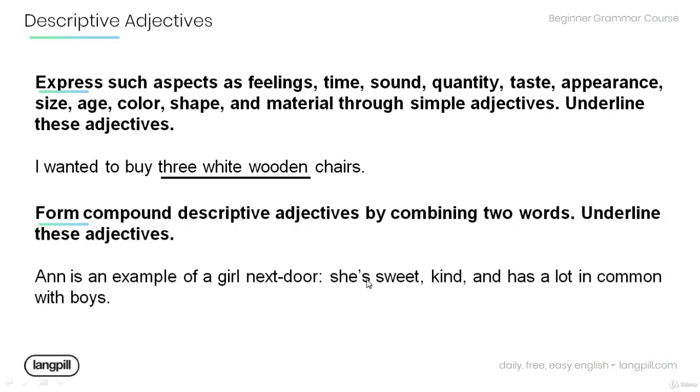Also note that we form compound descriptive adjectives by combining two words, usually with a hyphen. Read the following sentence and underline these adjectives. Anne is an example of a girl next door. She's sweet, kind, and has a lot in common with boys. Next door.